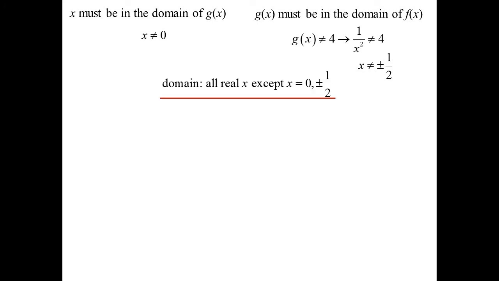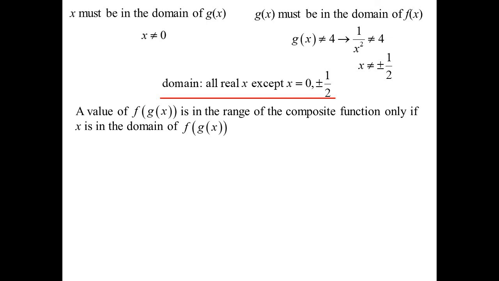So our domain for the composite function, we know we can't have 0, but we also can't have plus or minus a half. Now let's talk about the range. A value of function g(x) is in the range of the composite function only if x is in the domain. What I like to do for this one is actually work out what the composite function is. If I substitute g(x) into function f(x), I end up with 2 on 4x squared minus 1.